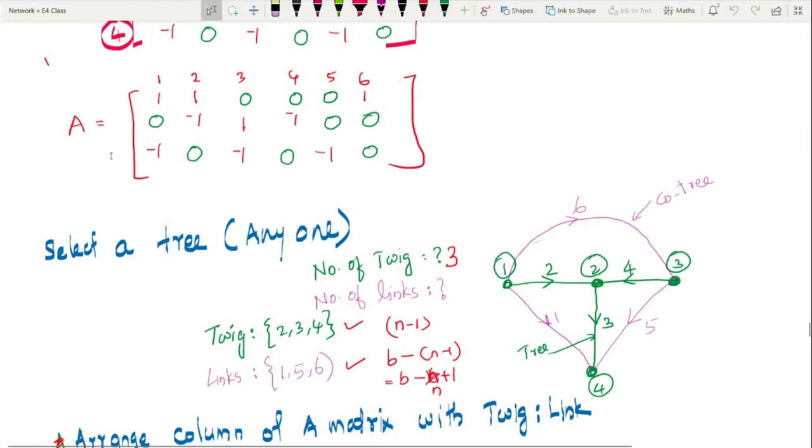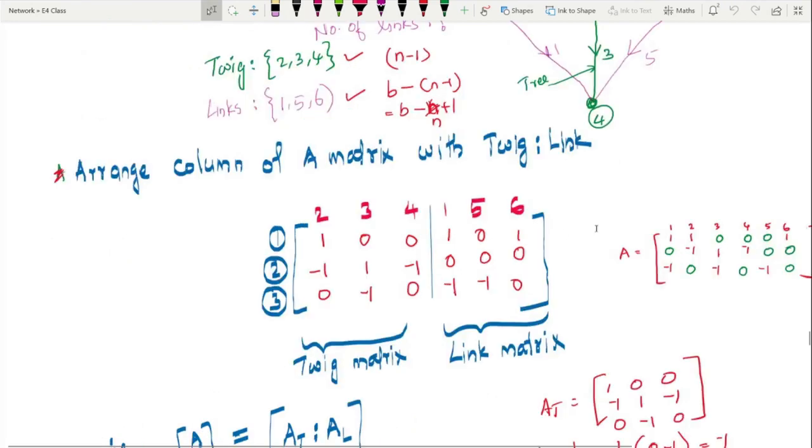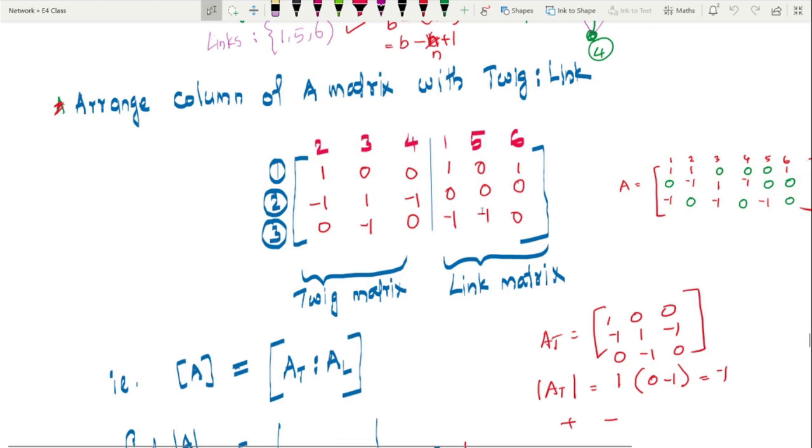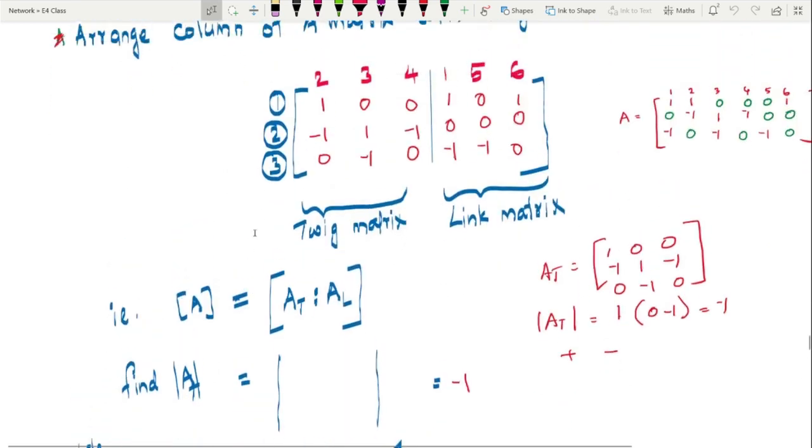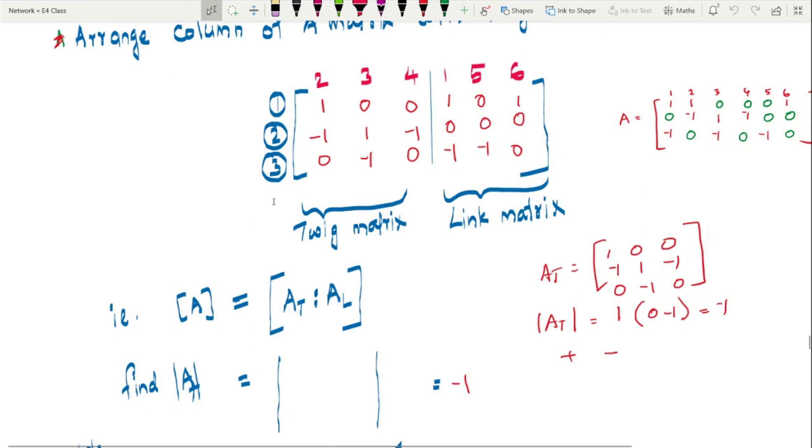Here what we have done is we just rearranged the column entries like this. So this submatrix is known as the Twig matrix and this submatrix is termed as the link matrix. So we can write down this reduced incident matrix in this manner. That means the reduced incident matrix is subdivided into two submatrices. They are the Twig matrix and the link matrix.